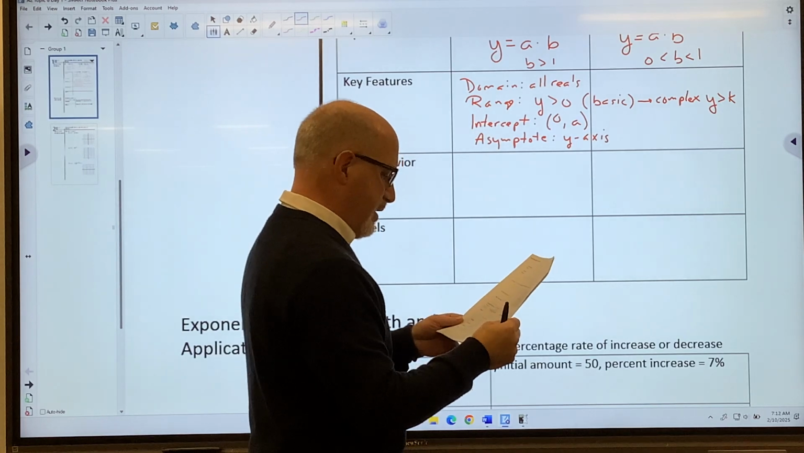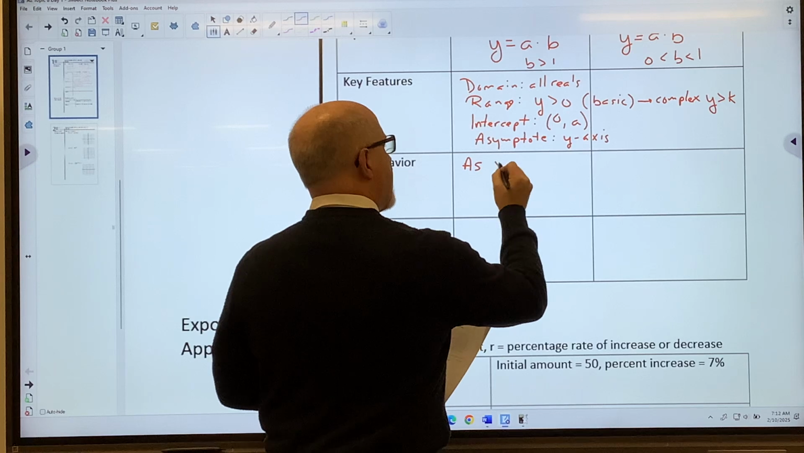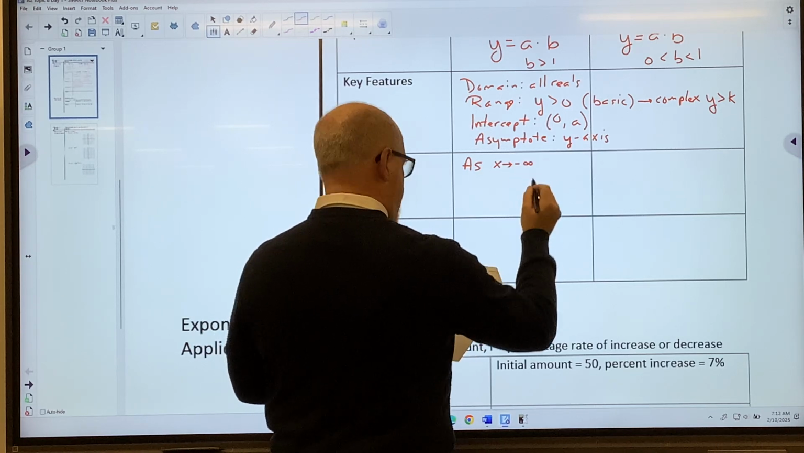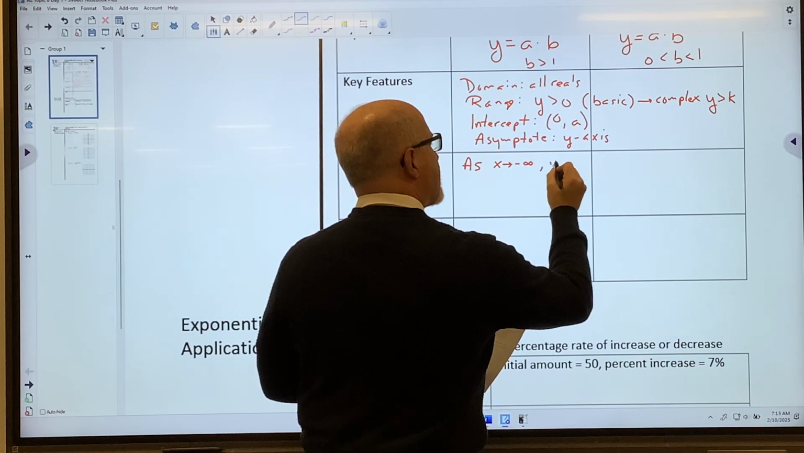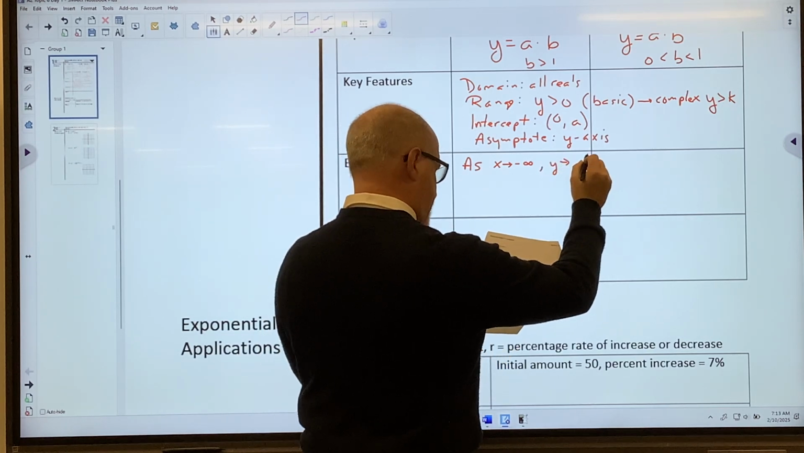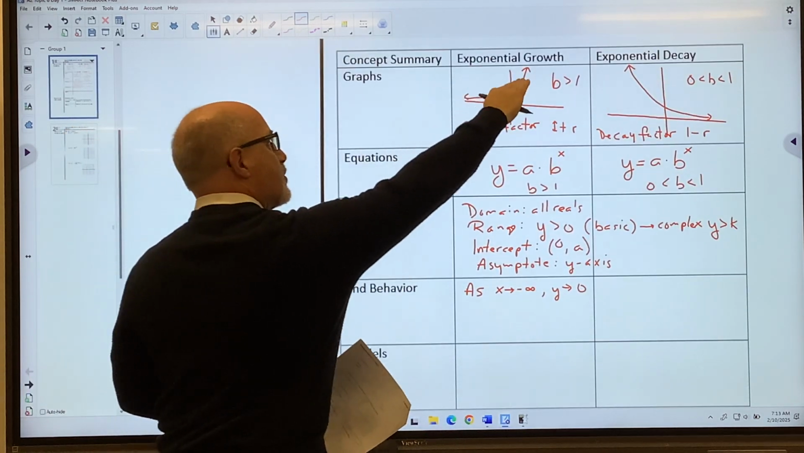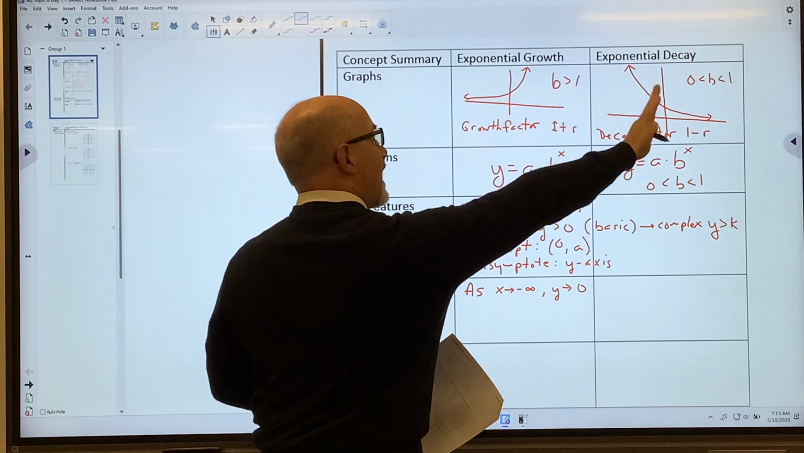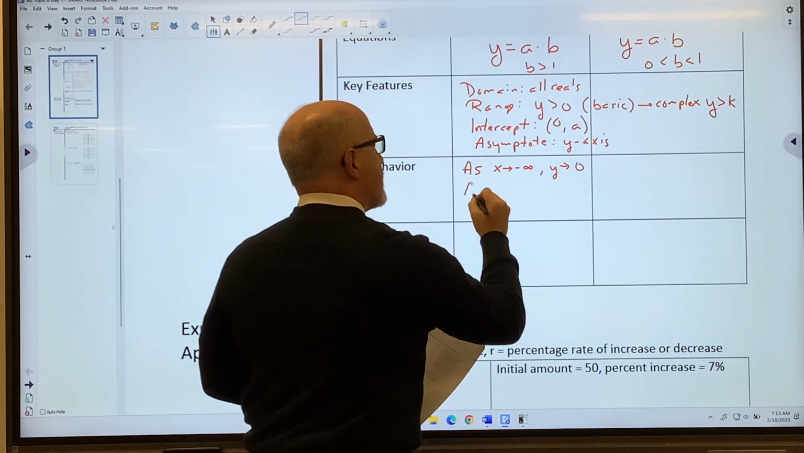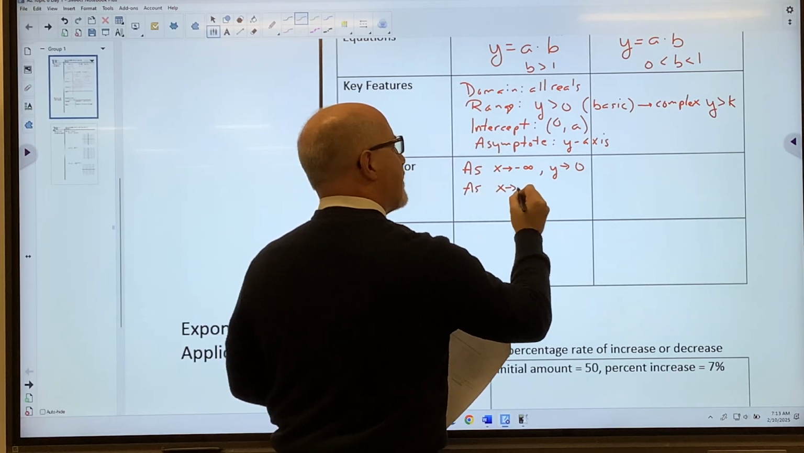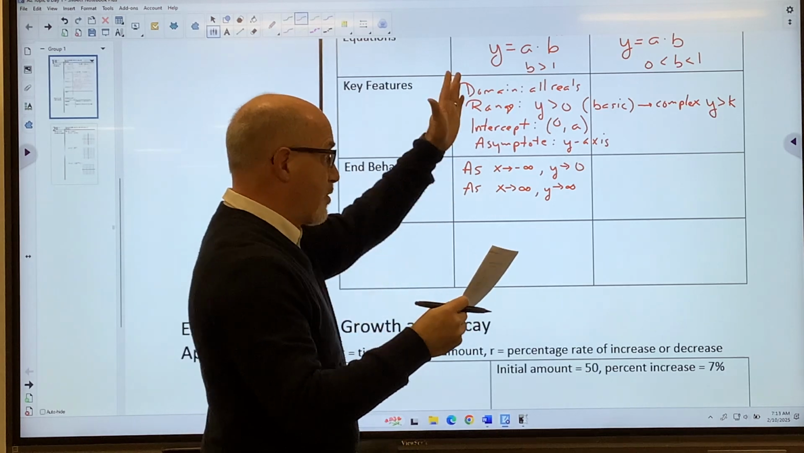End behavior for this, what we're going to do is as x goes to negative infinity, our y is going to go to 0. Notice on our graph here, our y goes to 0, whereas as x goes to positive infinity, y is also going to go to positive infinity. So as x goes to positive infinity, y goes to infinity. That's for the growth one.